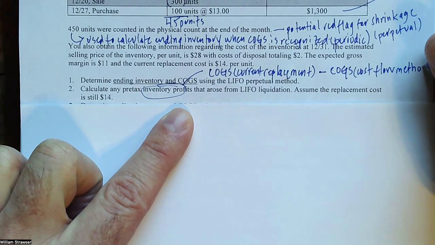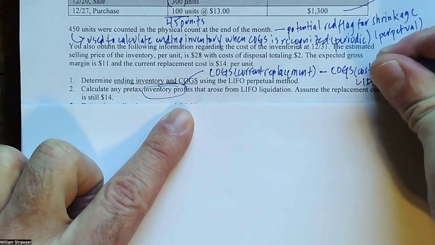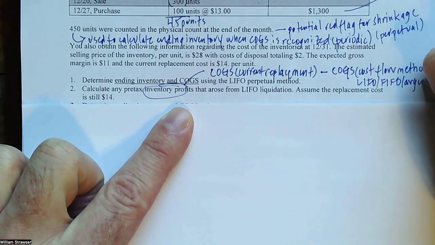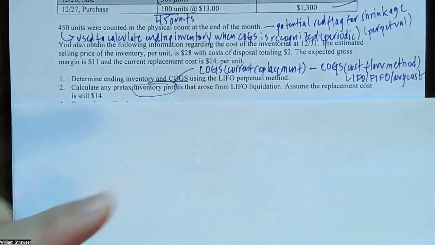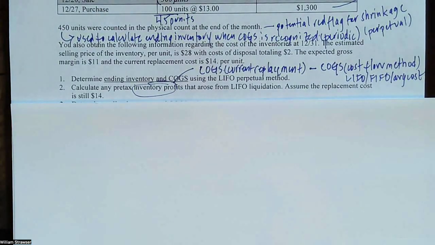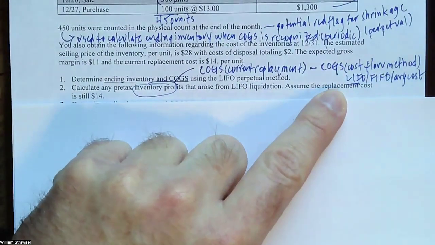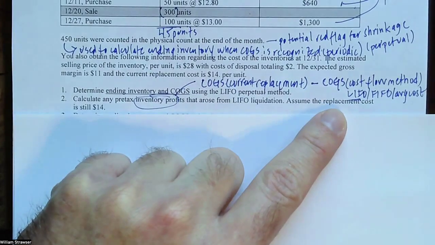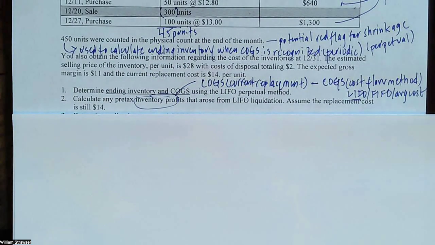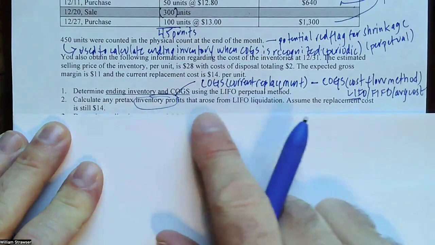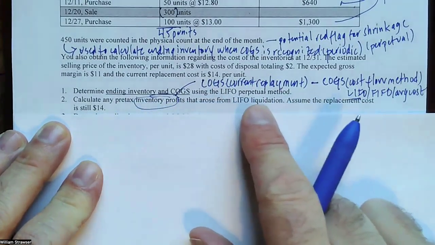And when I talk about cost flow method, I hope you understand I mean LIFO, FIFO, average cost. So there's inventory profit for any single one of these cost flow methods. They happen to be lowest for LIFO because LIFO assigns the most recent inventory costs to the items sold, and the most recent costs are likely to be close to or at CRC, but they all have potential for inventory profit. Now, it's asking us to calculate the inventory profits that arose from LIFO liquidation.